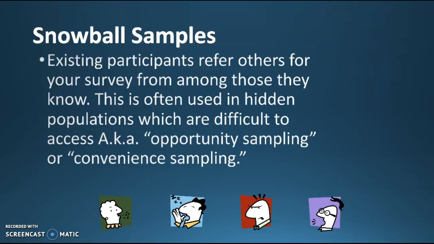Snowball sample. Existing participants refer others to your survey from among those they know, often used in hidden populations which are difficult to access. So you might have heard of this as opportunity sampling or convenience sampling.